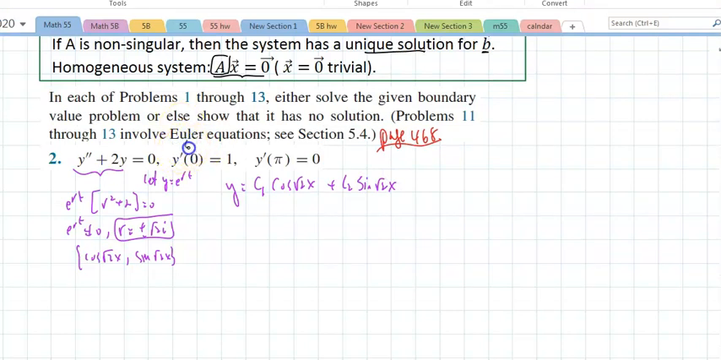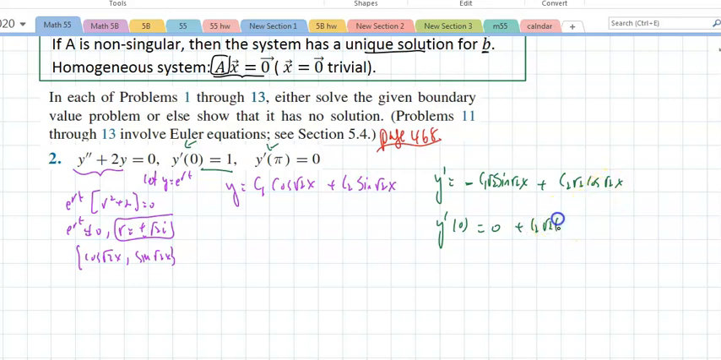So I notice I need the derivative. I figure out what the derivative is, and that is negative c sub 1 the sine of radical 2x times radical 2, plus c sub 2 radical 2 the cosine of radical 2x. Now, if I take y prime of 0, that is 0 plus c sub 2 radical 2 times 1, and that equals 1. So c sub 2 equals 1 over radical 2. Got it.